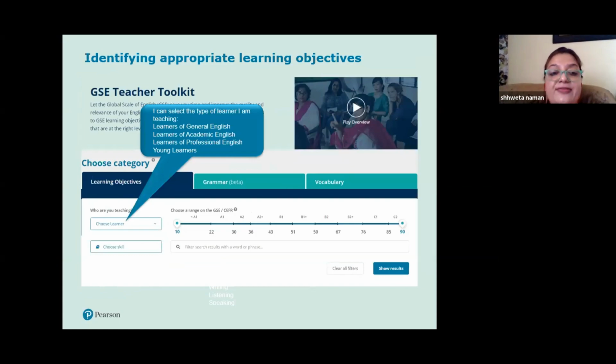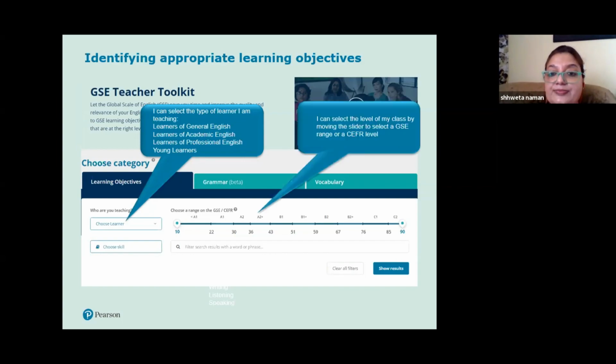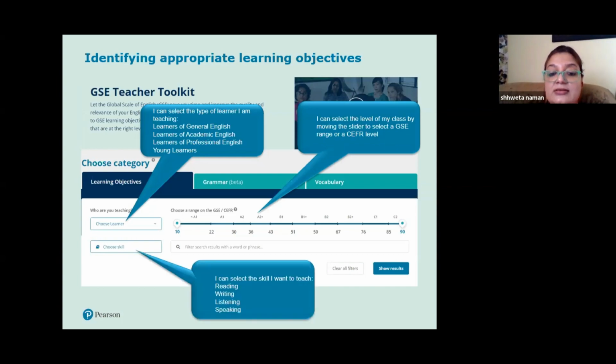So how is it beneficial? Because the teachers can select the type of learner that she or he is teaching. The learners of general English, the learners of academic English, learners of professional English, what kind of learners, choose learners. And then they can select the level of the class, moving the slider to select a GSE range or a CEFR level. And the skill that is being taught.